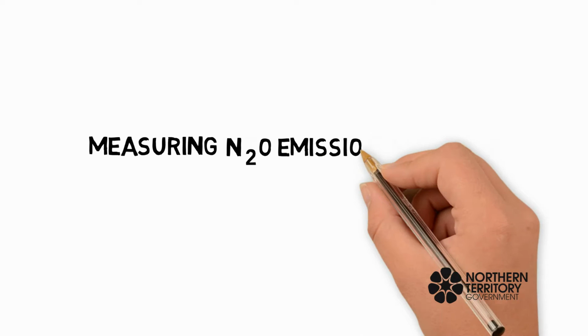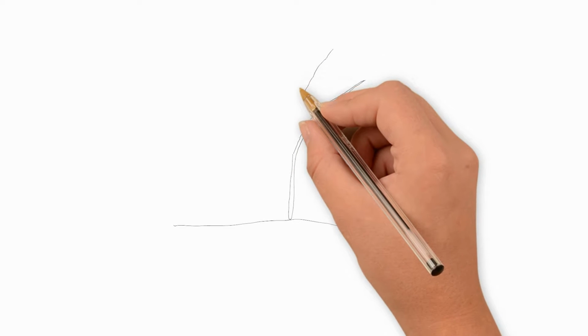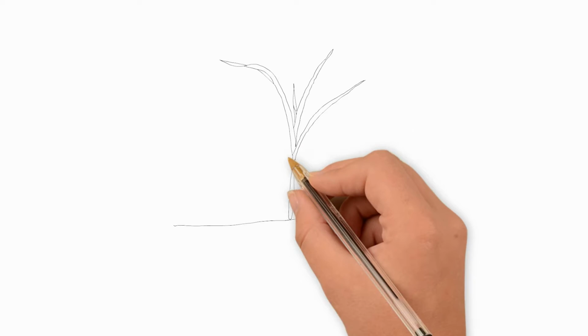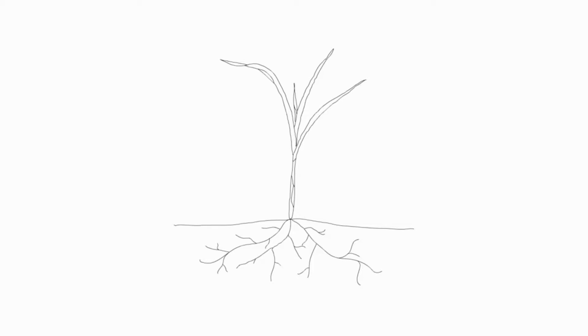Nitrous oxide emissions can be tricky to measure and explain, but we're going to try and do both. When it comes to nitrogen, the soils in the Northern Territory exist in a neutral state, with low nitrogen levels. Agricultural inputs can increase the nitrogen available to soils and change the dynamics of the soil nitrogen cycle.